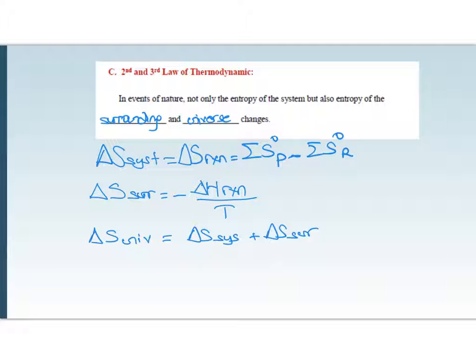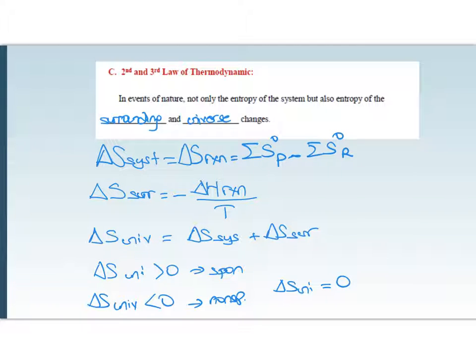Now, when you calculate all of these and find the entropy change in the universe, if delta S universe is higher than 0, now you have a spontaneous change. If delta S universe is smaller than 0, it's going to be a non-spontaneous change. If delta S universe is equal to 0, in this case you have a reaction or a physical change at equilibrium. This is going to be our next chapter.